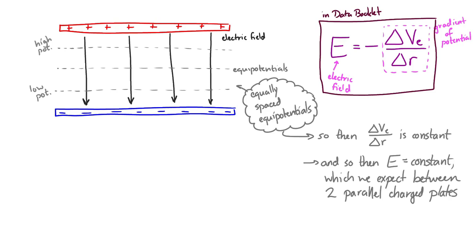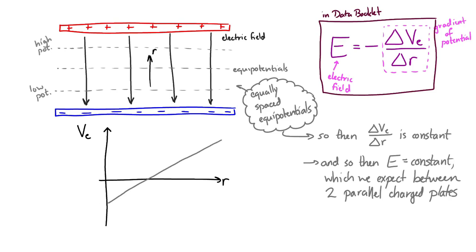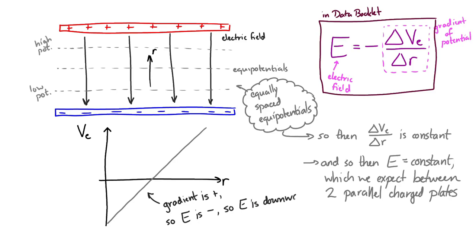And we can draw this as a graph. If I have electric potential here and r right there, the electric potential would increase as we increase r. So the gradient is positive, and the electric field is the negative of the gradient. If the gradient is positive, then the electric field is negative, meaning that the electric field points down, which agrees with what we'd expect between these two plates.